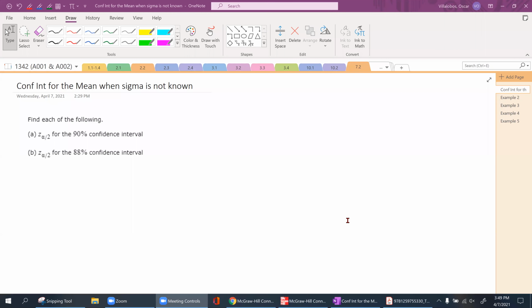Hello, everybody. Welcome back. Today, we're going to continue with section 7.2, the confidence intervals for the mean when your sigma is known. I'm sorry, this should be for known, right? Not known would be for 7.3. So when your sigma is defined, when your sigma is known.